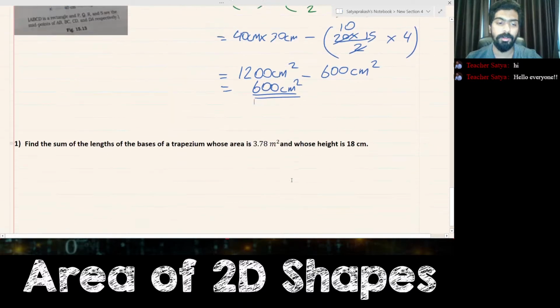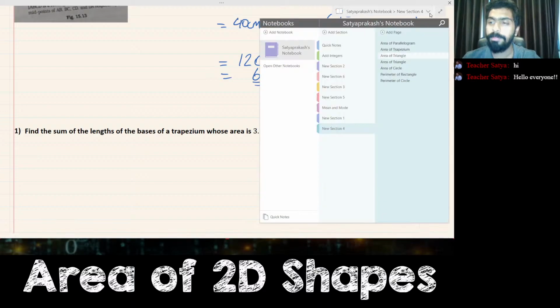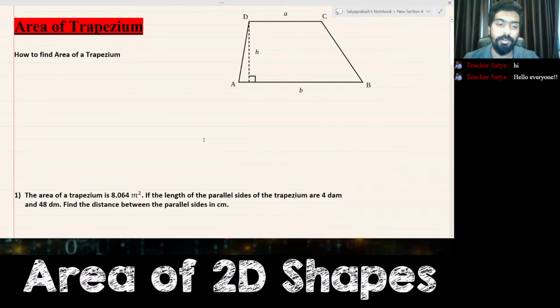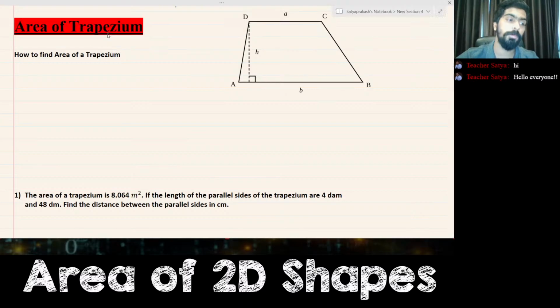Now let us go to this one. This is pretty easy. Let us go to the area of a trapezium now. Alright, the area of a trapezium. Now in this video I'm just going to solve a few questions of area of trapezium, and then probably next week we'll come back for it.